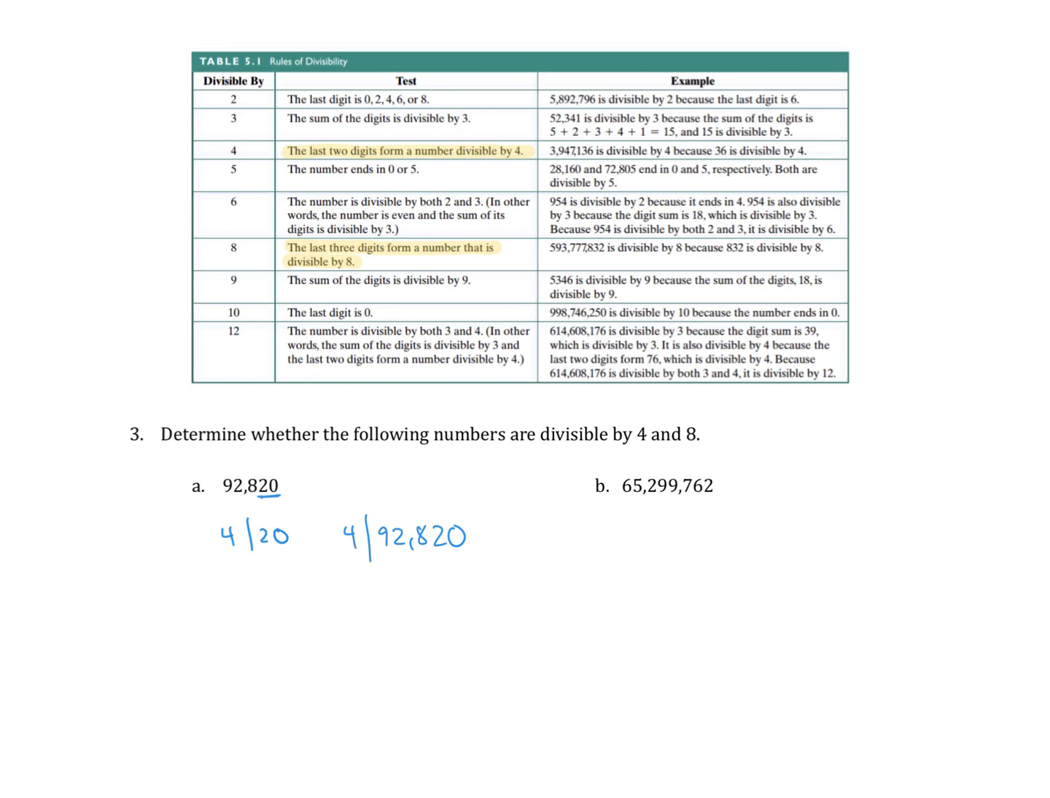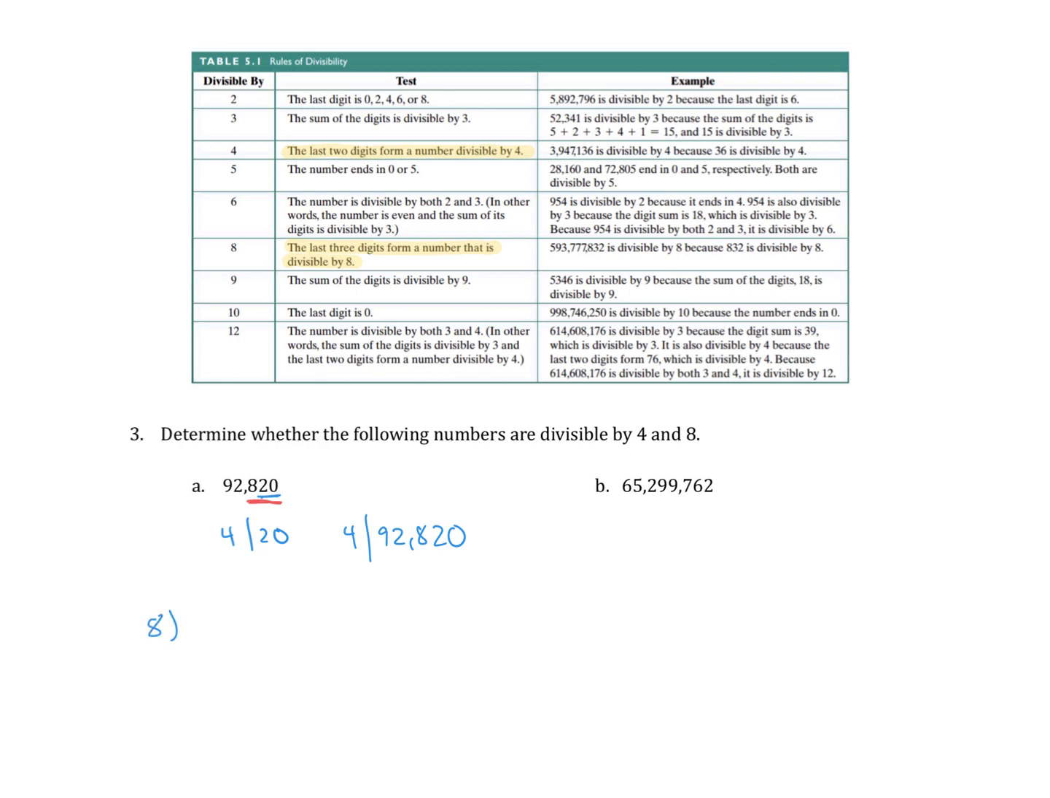And for 8, I'm going to look at the last three digits. And the last three digits form the number 820. So I need to decide if 8 goes into 820. Now, I might be able to figure that out with just some logic. But if you're stuck and you're not sure if 8 goes into a three-digit number, you can always use long division. So I'll show that just to review some long division.